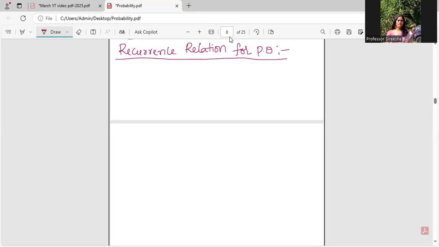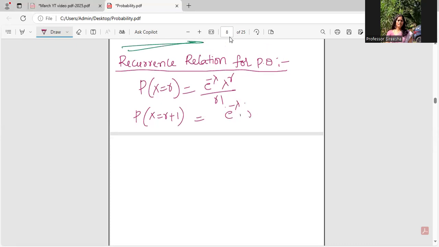So we all know what P of X equal to R is for the Poisson distribution from the previous videos: e power minus lambda, lambda power R by R factorial. What would be P of R plus 1? P of R plus 1 is e power minus lambda, lambda power R plus 1 by R plus 1 factorial.